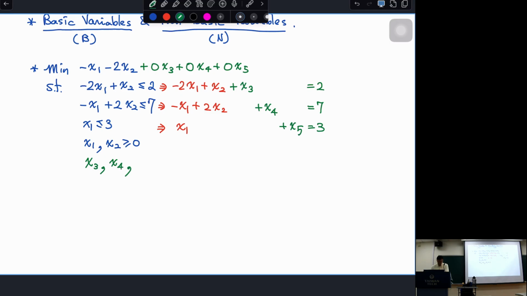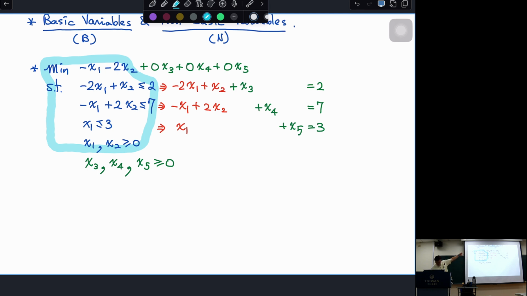They are positive. So originally, this was the original problem. Right? This is the original problem. And whatever is written in red and green are the additional treatment.